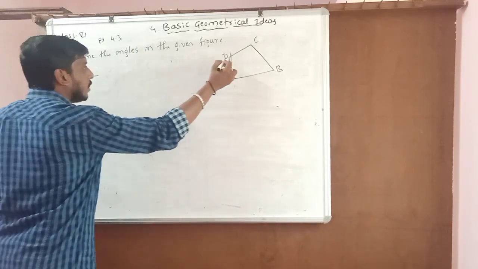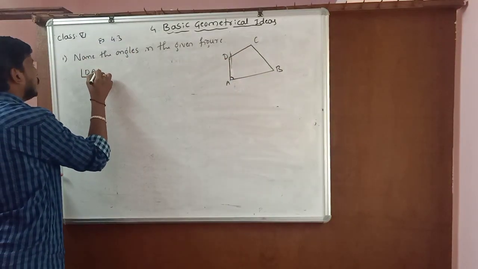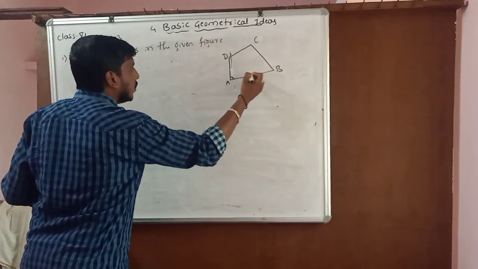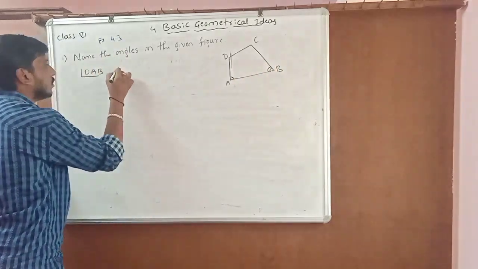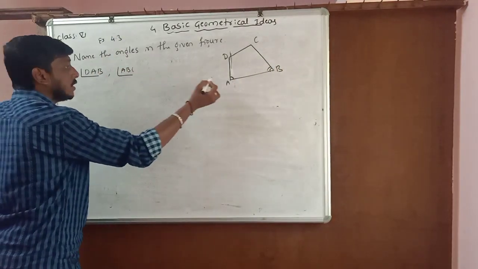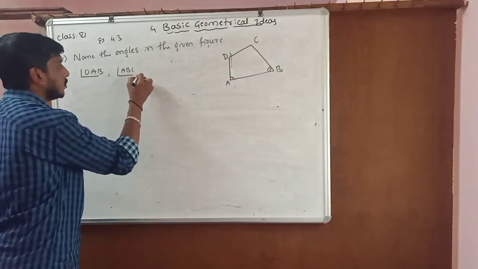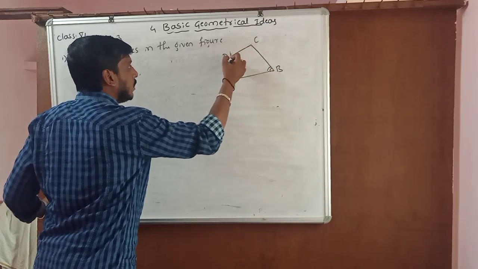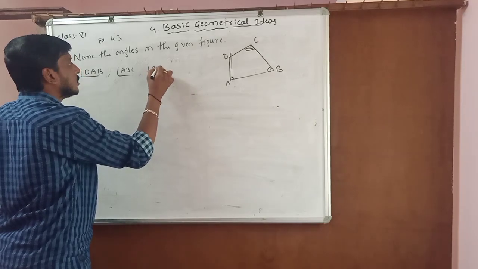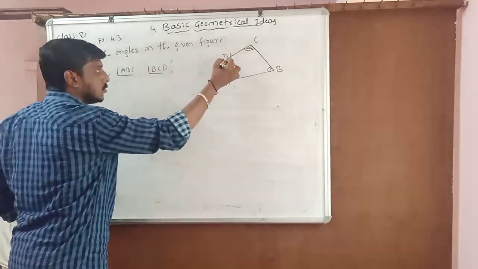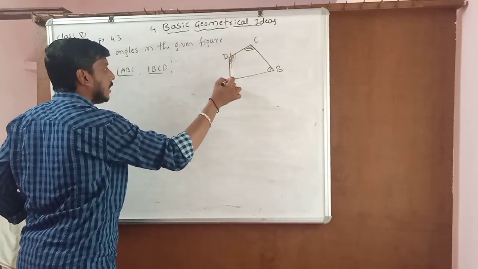Angle DAB means this angle will come. DAB, and this angle is ABC. Second angle, ABC. Don't get confused, just for your convenience I put a marking on the angle. Next one, BCD means the third angle. So angle BCD, and the last one is what? The D angle. How do we write the D angle? CDA.